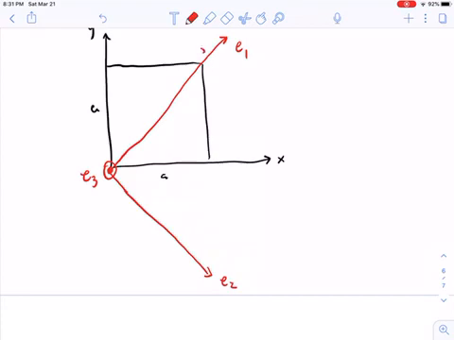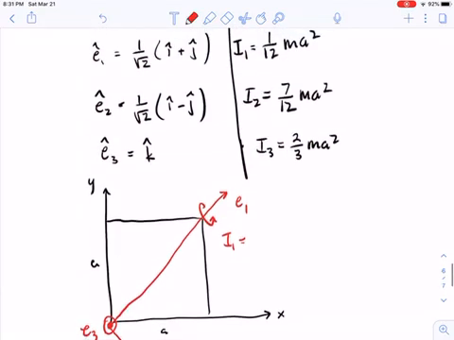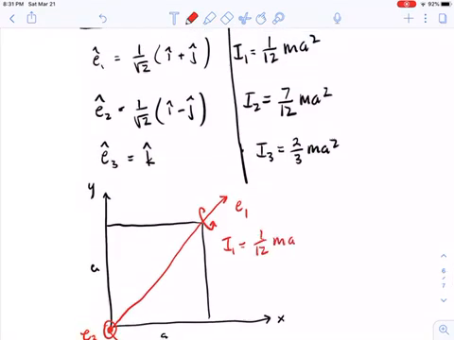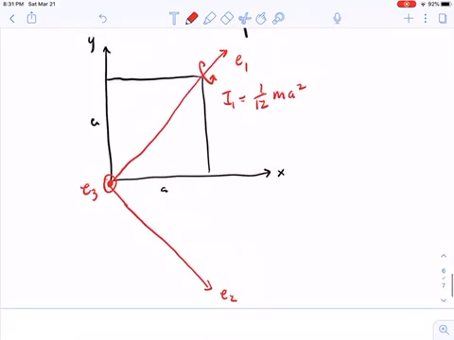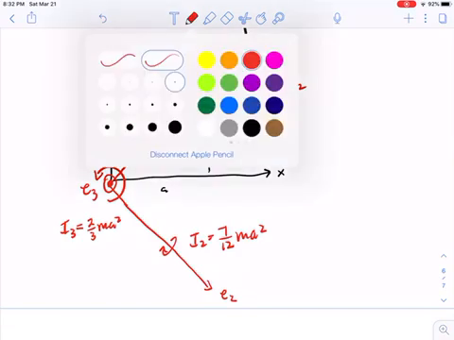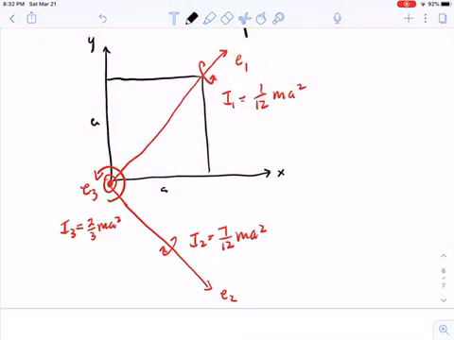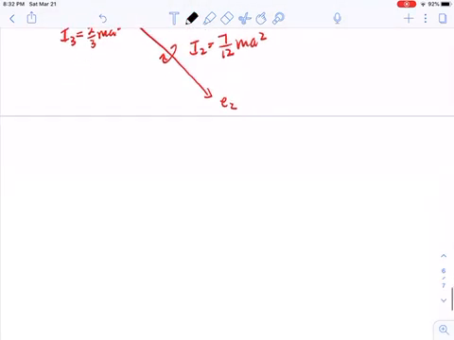And so for rotations about E1, I1 was equal to 1/12 ma squared. For rotations about E2, I2 was 7 over 12 ma squared. And for a rotation about the z-axis, E3, I3 was 2/3 ma squared. Okay. Perfect. So that's an example of diagonalizing a rotational inertia tensor to find the principal axes.